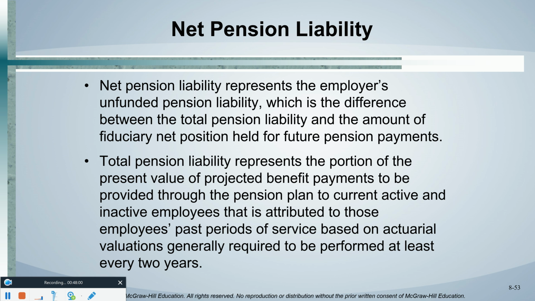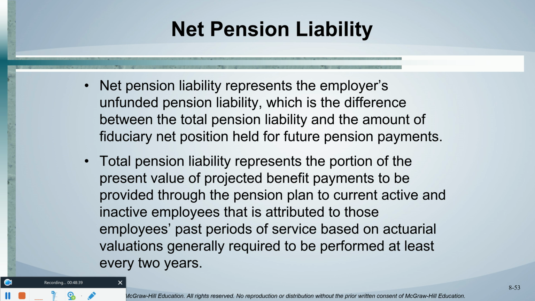All right, and the last thing I wanted to explain to you is something called a net pension liability. The net pension liability is the difference between a total pension liability and the net position of the pension trust fund. So the total pension liability is basically, we have to hire an actuary, but basically the actuary is going to determine, if every employee and every retiree had to cash out right now, what their projected benefit payments for their lifespan would be. All right, that is called the total pension liability.